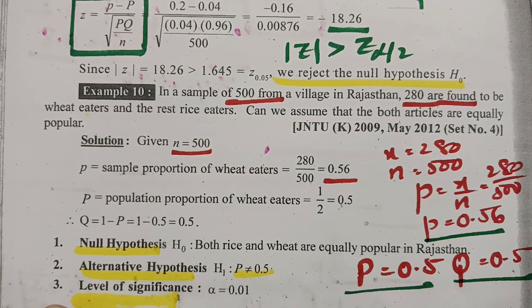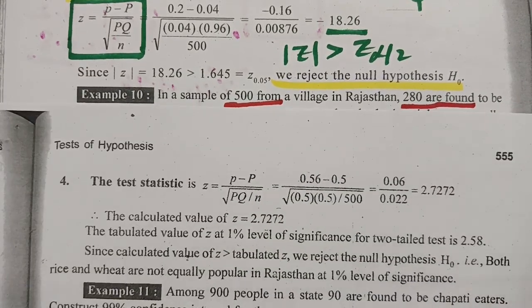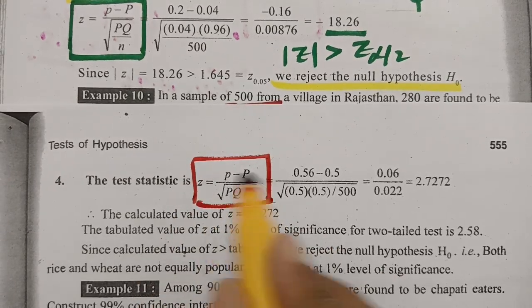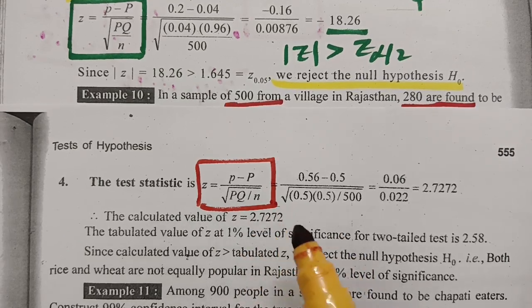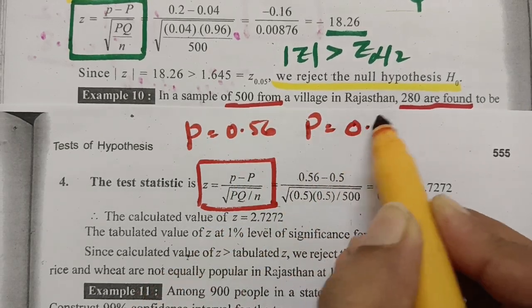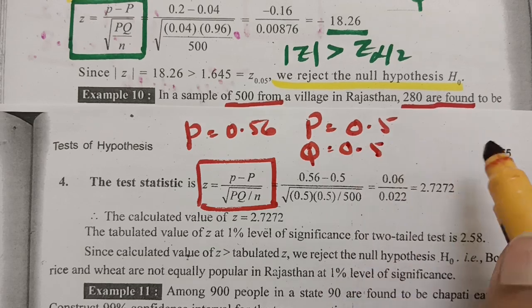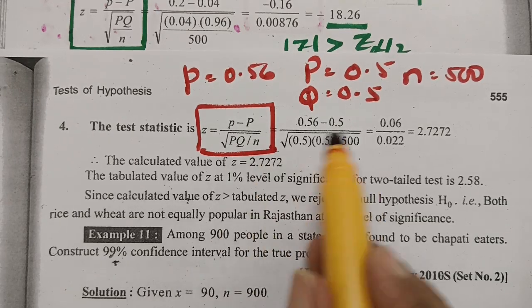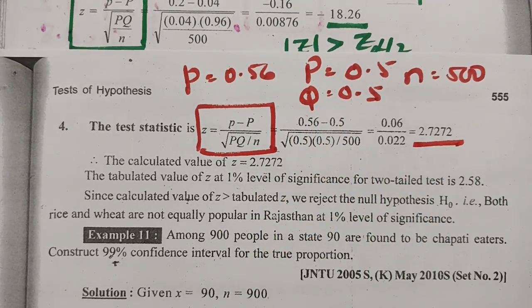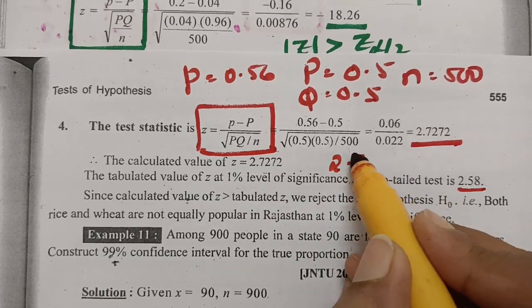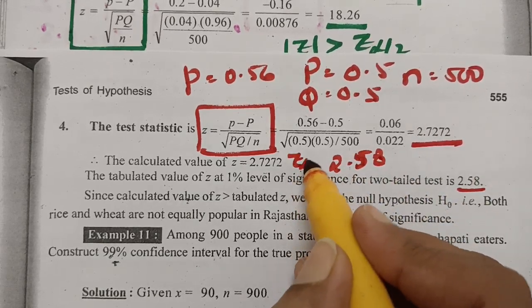And the next step is the test statistic. What is the test statistic here? The formula here is Z is equal to small p minus capital P by root over pq by n. So here small p is 0.56 and capital P is equal to half, and the n value is 500. If you substitute each and every value, the value here is 2.7272, and at 1% level of significance it is 2.58, this is the z alpha by 2 value.